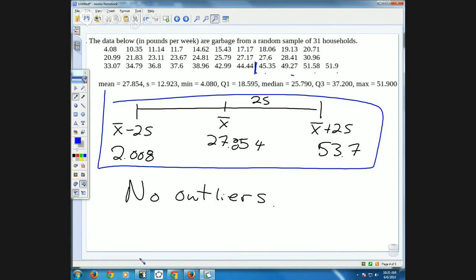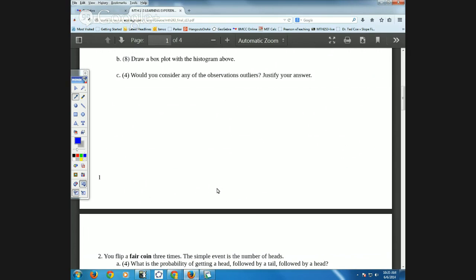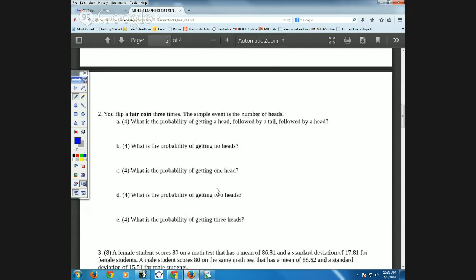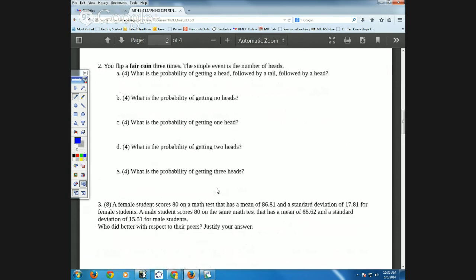Okay, let's try something else. What do we got here that looks like fun? Flipping a coin. I think we better do this one. Bless you. Need some tissues or anything?